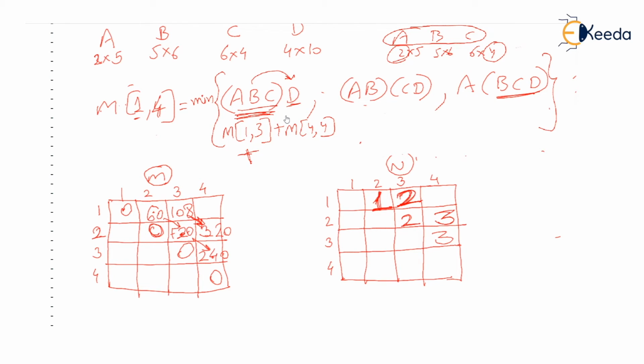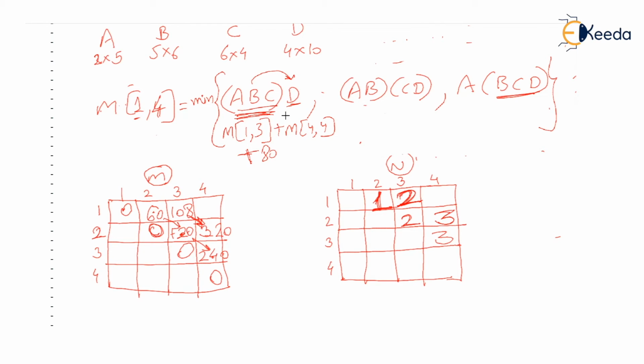Are you understanding? And you are multiplying this with D, and D is 4 cross 10. So 2 cross 4 multiplied with 4 cross 10, you will get 2 multiplied by 4, that is 8, multiplied by 10, that is 80 multiplications. I hope you are understanding. Just check this again on your own.